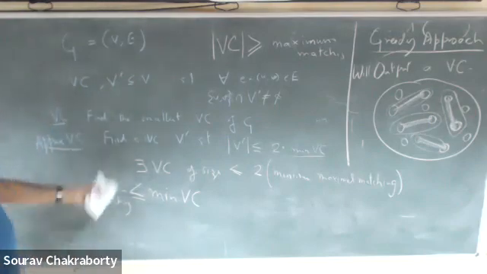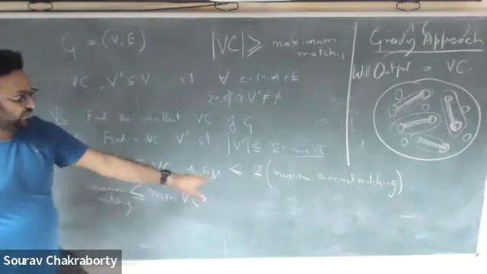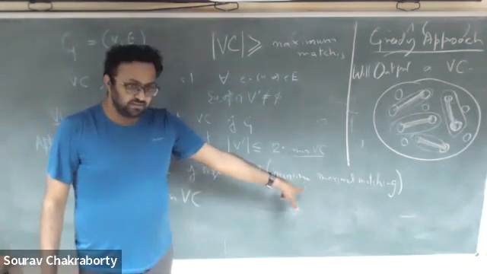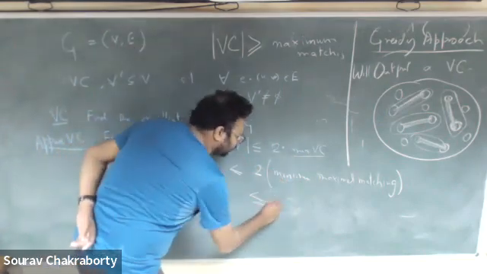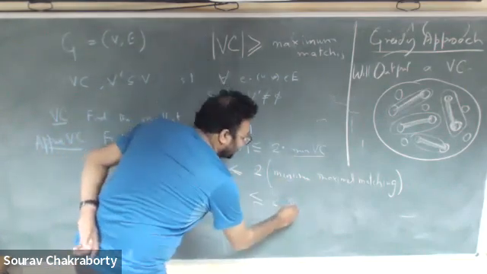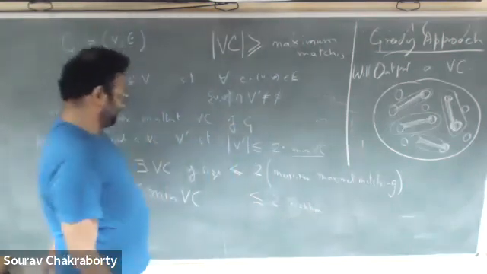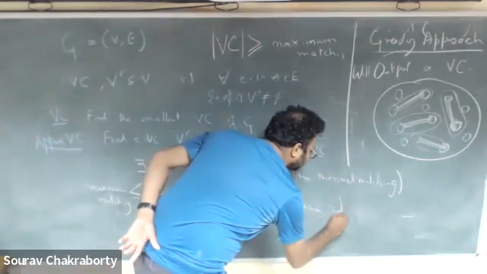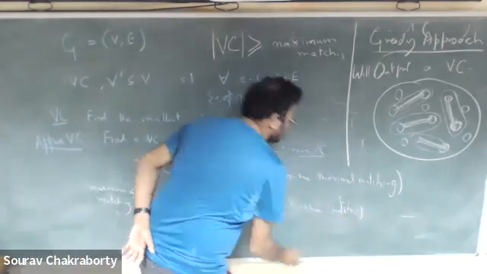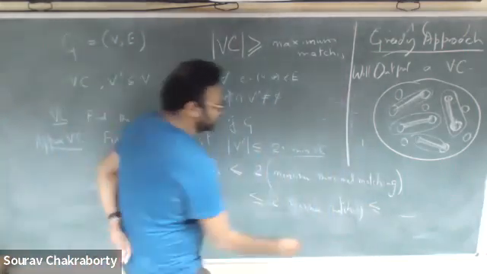Okay, great. Now from this 2, can you get anything? So you can produce a vertex cover of size 2 times the maximum matching, which means that this is less than 2 times the maximum matching, right? Maximum matching, which is less than 2 times the minimum. 2 times the minimum.